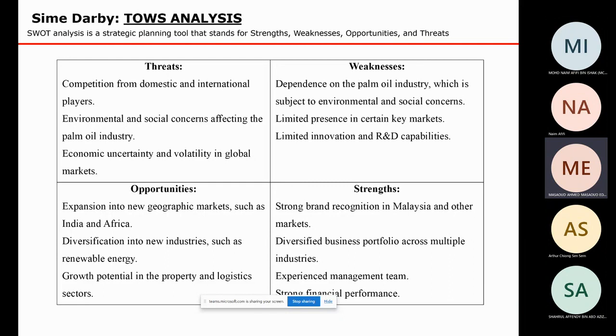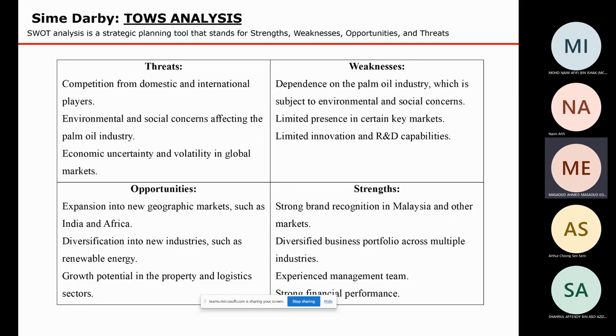Their weaknesses depend on the palm oil industry, which is subject to environmental and social concerns, limited presence in certain key markets, and limited capital for operational expansion into new geographic markets such as India and Africa. It also has limited operations for differentiation into a new industry such as renewable energy. As for their strengths, they have strong brand recognition in Malaysia and other markets, and a diversified business that prospers across multiple industries because they have been on the market for hundreds of years.